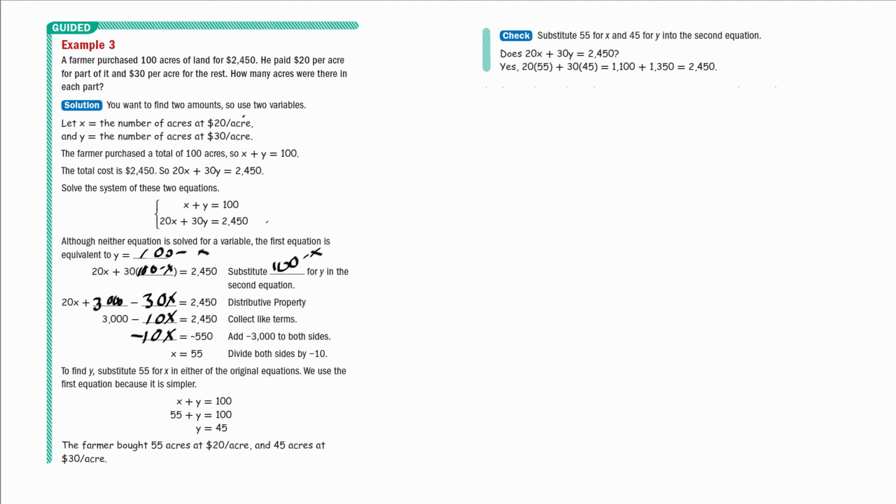Similar in scope to the previous one, the T-shirt CD problem. You have a quantity of something, and you have a value statement that's related to the quantity. That allows you to create the quantity equation and the value equation, and then use that as your system.